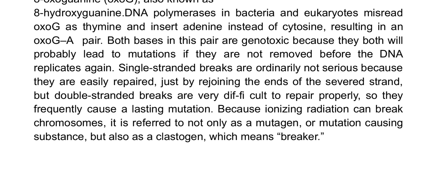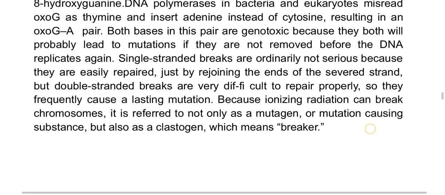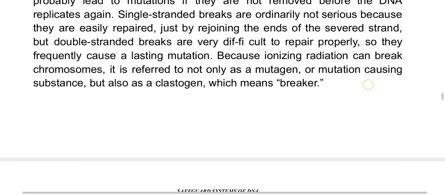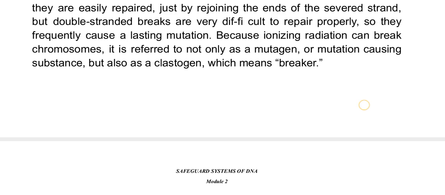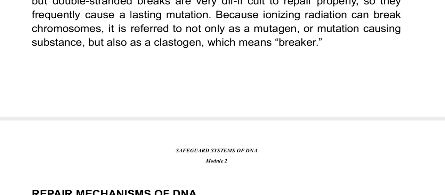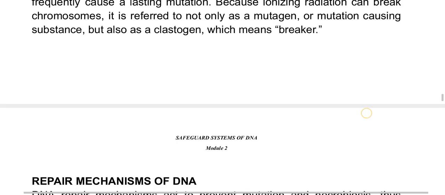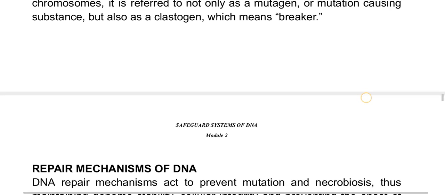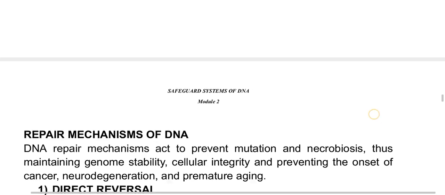Single-stranded breaks are ordinarily not serious because they are easily repaired just by rejoining the ends of the severed strand, but double-stranded breaks are very difficult to repair properly, so they frequently cause a lasting mutation. Because ionizing radiation can break chromosomes, it is referred to not only as a mutagen, or mutation-causing substance, but also as a clastogen, which means a breaker.